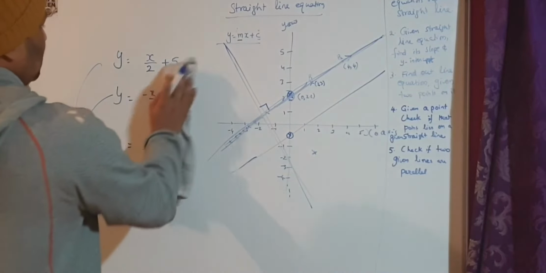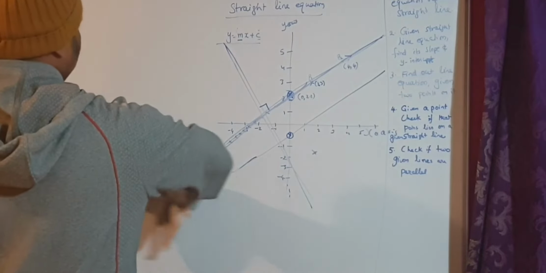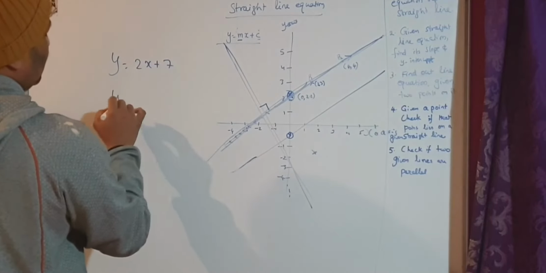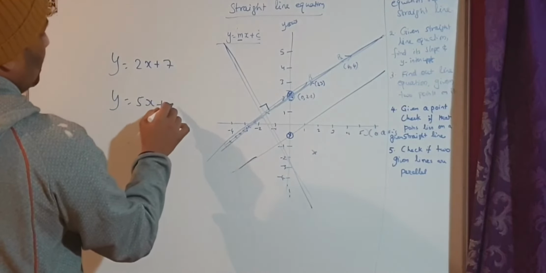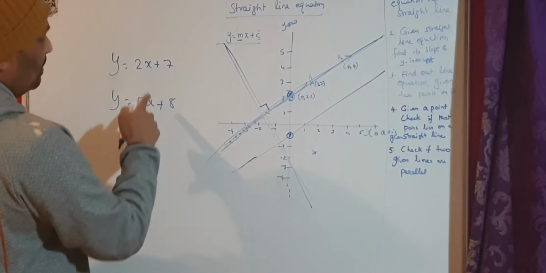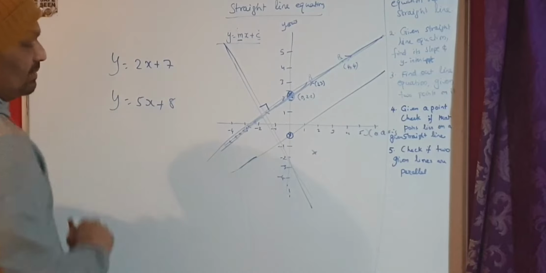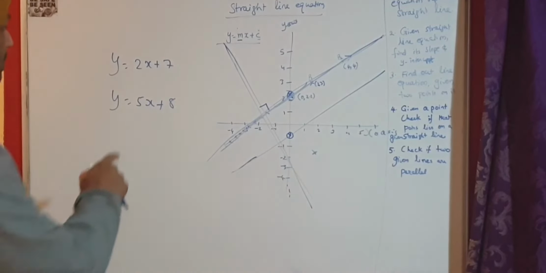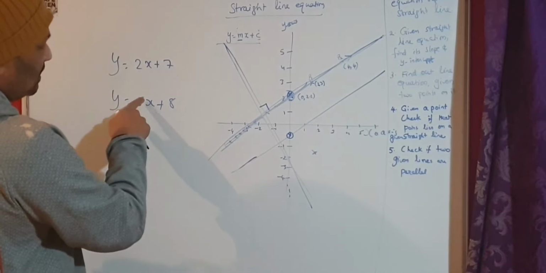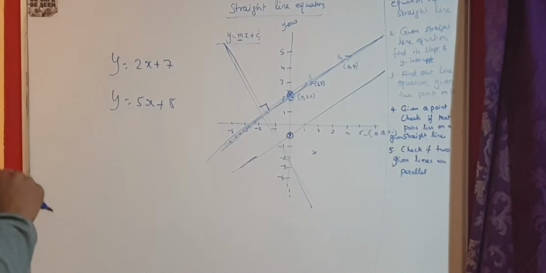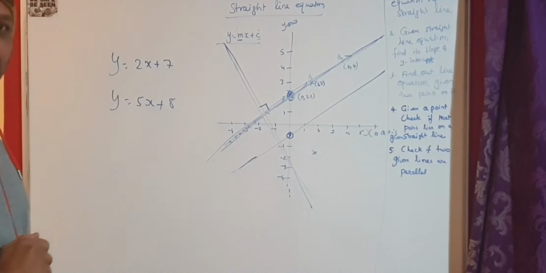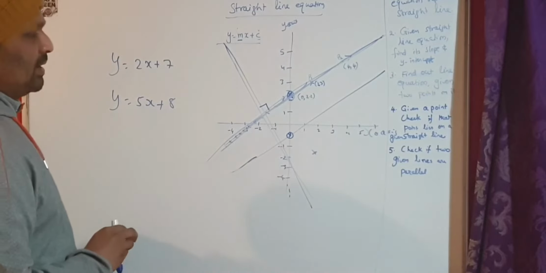Okay, so I'm going to give you another one. y is equal to 2x plus 7, y is equal to 5x plus 8. Are these perpendicular lines? What is the slope of this one? It's 2, and the slope of this one is 5. They are not additive inverses. For this to become perpendicular to this one, the slope should be minus 2. Then only they are perpendicular. Since the slopes are not additive inverses, they are not perpendicular lines.